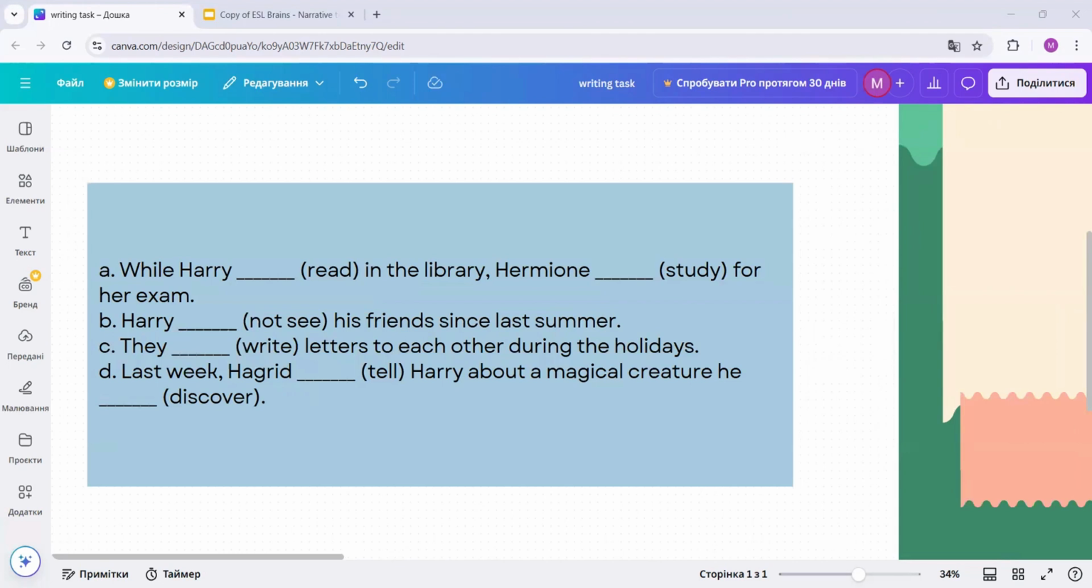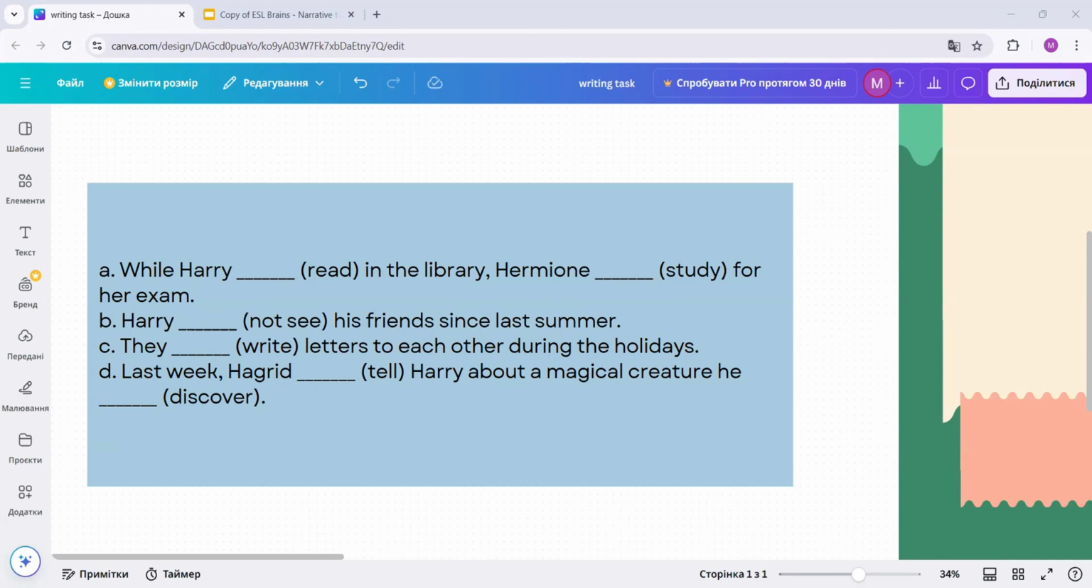The next one: they write letters to each other during the holidays. They were writing letters to each other during the holidays. Yes, because it was happening in the past.